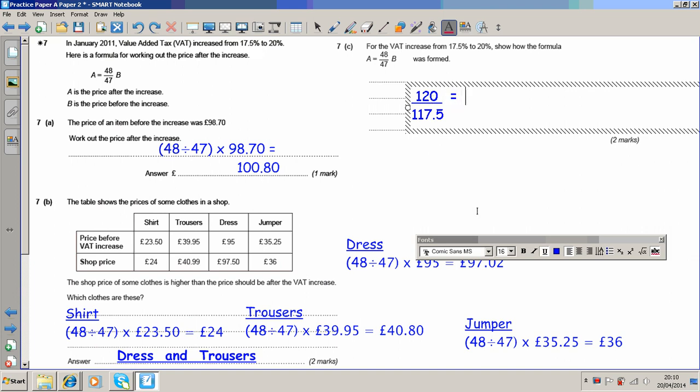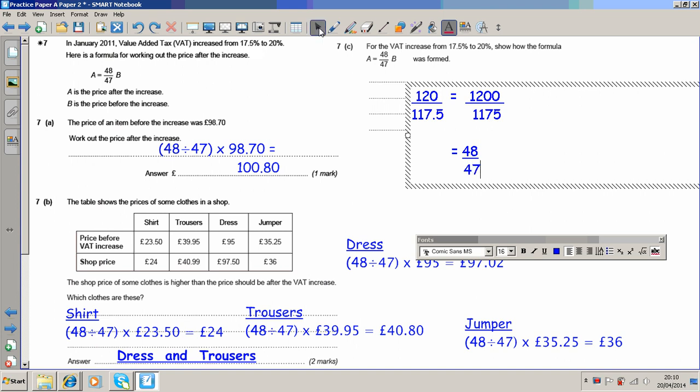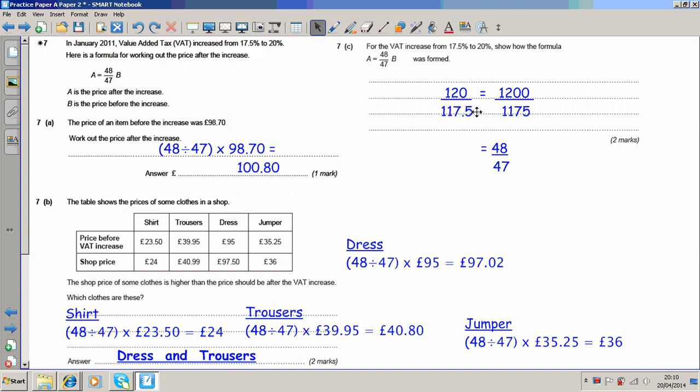So now we need to simplify this. So I would be timesing both by 10 to get rid of the decimal off the bottom. And now simplifying it, well, we can type that into our calculators to simplify it. I should get 48 over 47. So that's where that 48 over 47 bit comes from. Well, hopefully that makes sense. It's kind of tricky.